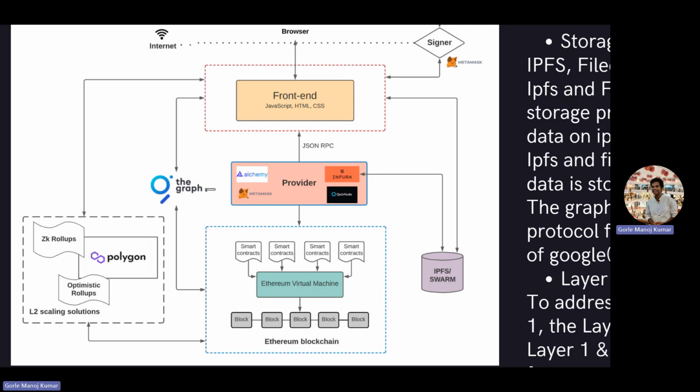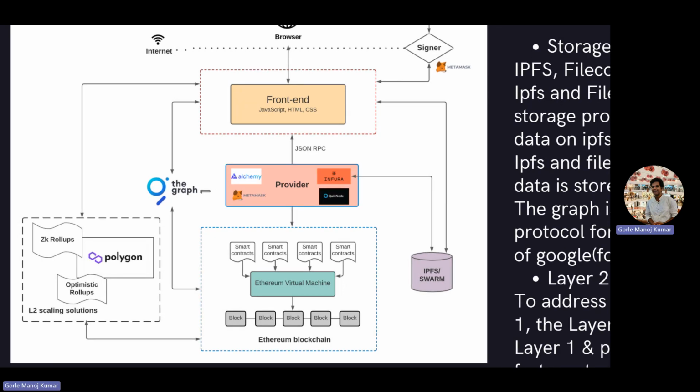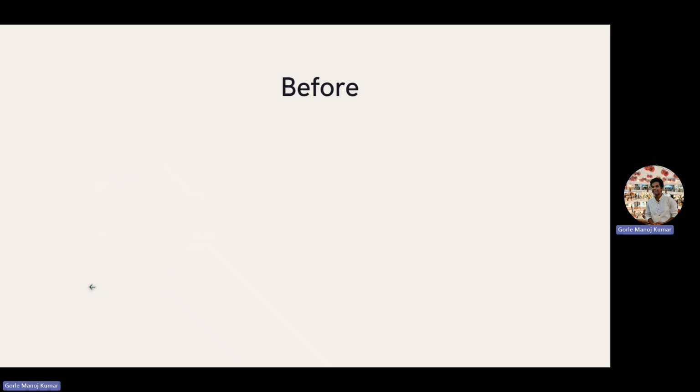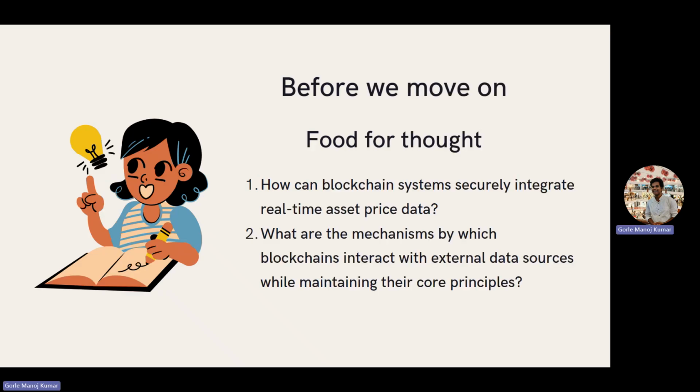So a lot of transactions can be processed on layer 2. For example, Polygon uses only a limited number of validators in its validator set. It's around 100. So this is all about the recap.